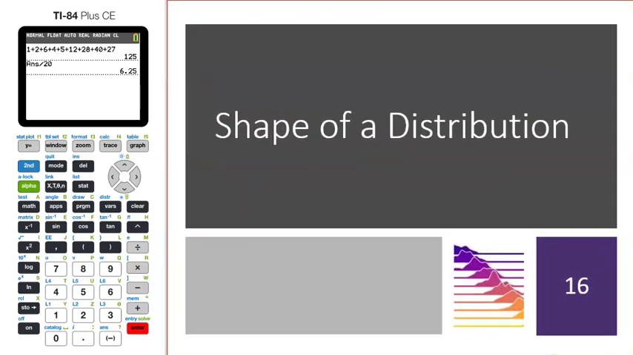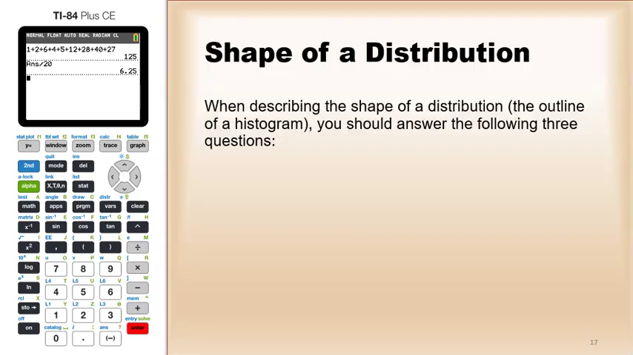Okay, once we have our graph, whether a dot plot or a histogram or whatever, the next thing we want to do is talk about the shape of a distribution. When I'm talking about describing a shape, I imagine having your eyes closed and drawing the outline of your graph. That would be called the distribution.